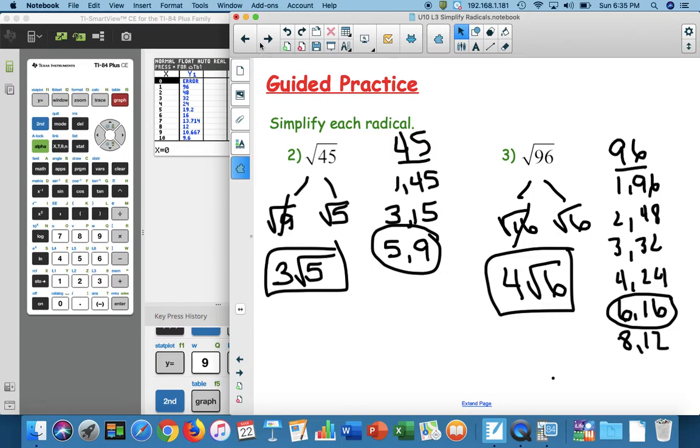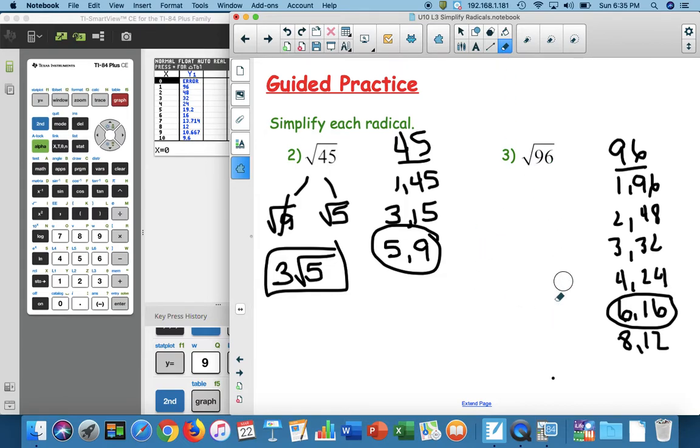Thank you so much, Joanna. That's a great question. What happens if we pick a perfect square that isn't the largest? Let's take a look at that real quick. I'm going to erase this, and we're going to pretend that I didn't choose 16 and 6. We're going to pretend that I chose 4 and 24.